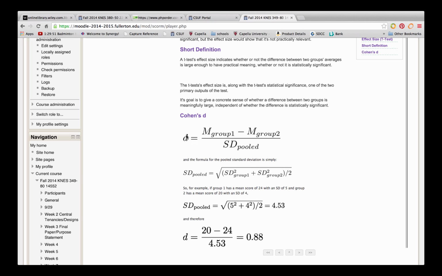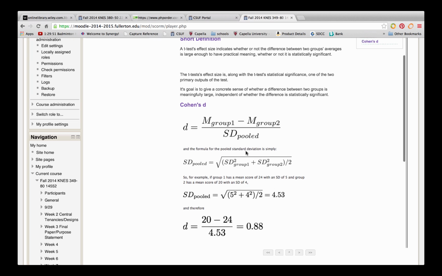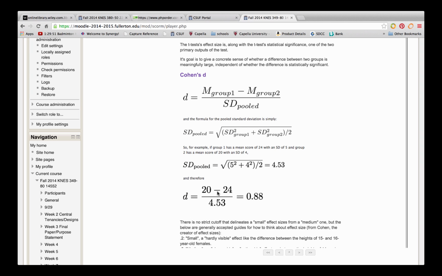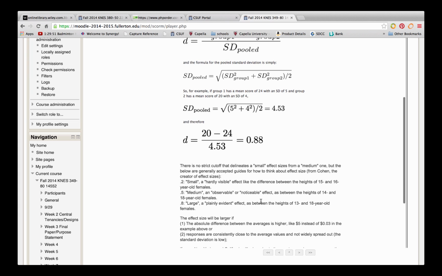Here is the actual formula for Cohen's d, and it's very simple. You have the mean of group 1 minus the mean of group 2, divided by the SD pooled. Okay? And here is how you get that SD pooled: SD squared of group 1 plus SD squared of group 2, divided by 2, and then you take the square root of it. And it will give you Cohen's d. This one would turn out to be 0.88.